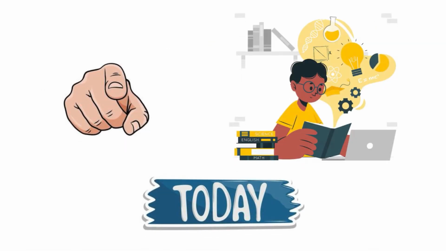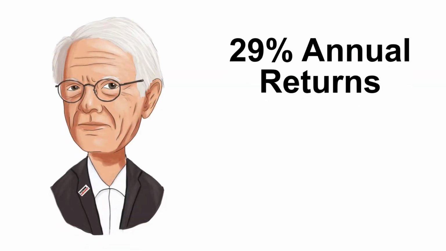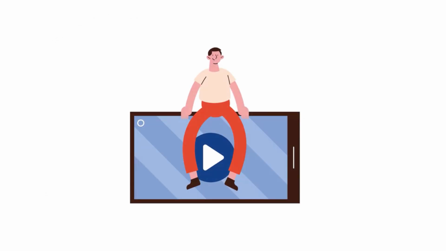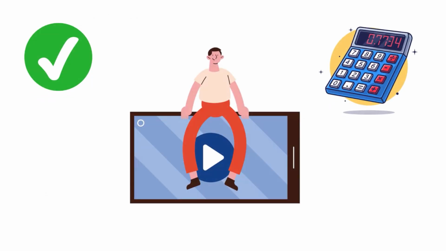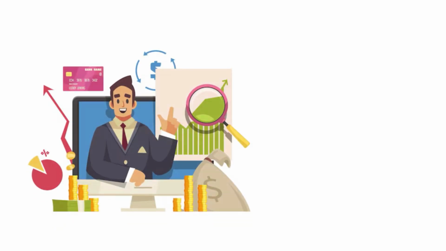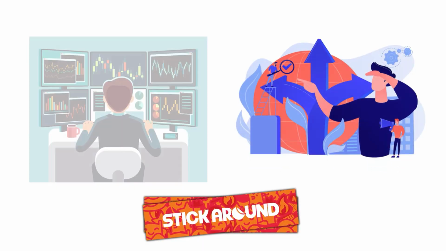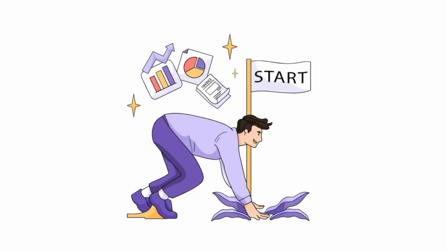Today you are going to learn the exact ratio that Peter Lynch used to generate 29% annual returns for 13 consecutive years. By the end of this video, you will know how to calculate it, how to use it correctly, and a few things most investors completely overlook that can make this ratio even more powerful. Stick around because this could genuinely change the way you look at stocks forever. Let's start at the beginning.